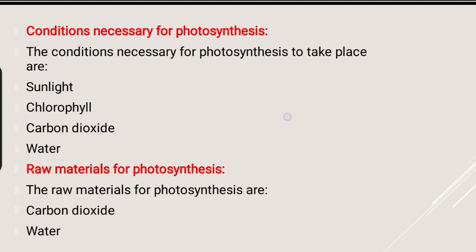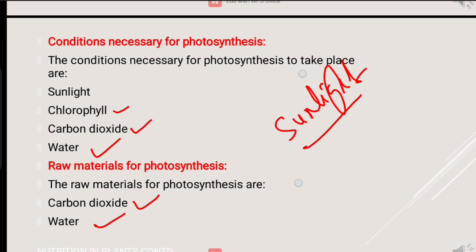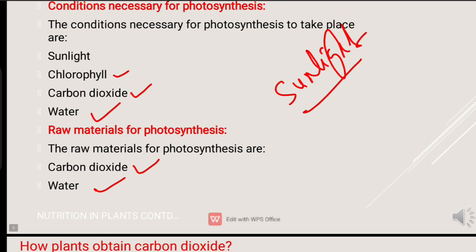Conditions that are necessary for photosynthesis. The first condition is sunlight. You can see here chlorophyll, carbon dioxide and water. Plants need raw materials such as carbon dioxide and water to complete the photosynthesis process.